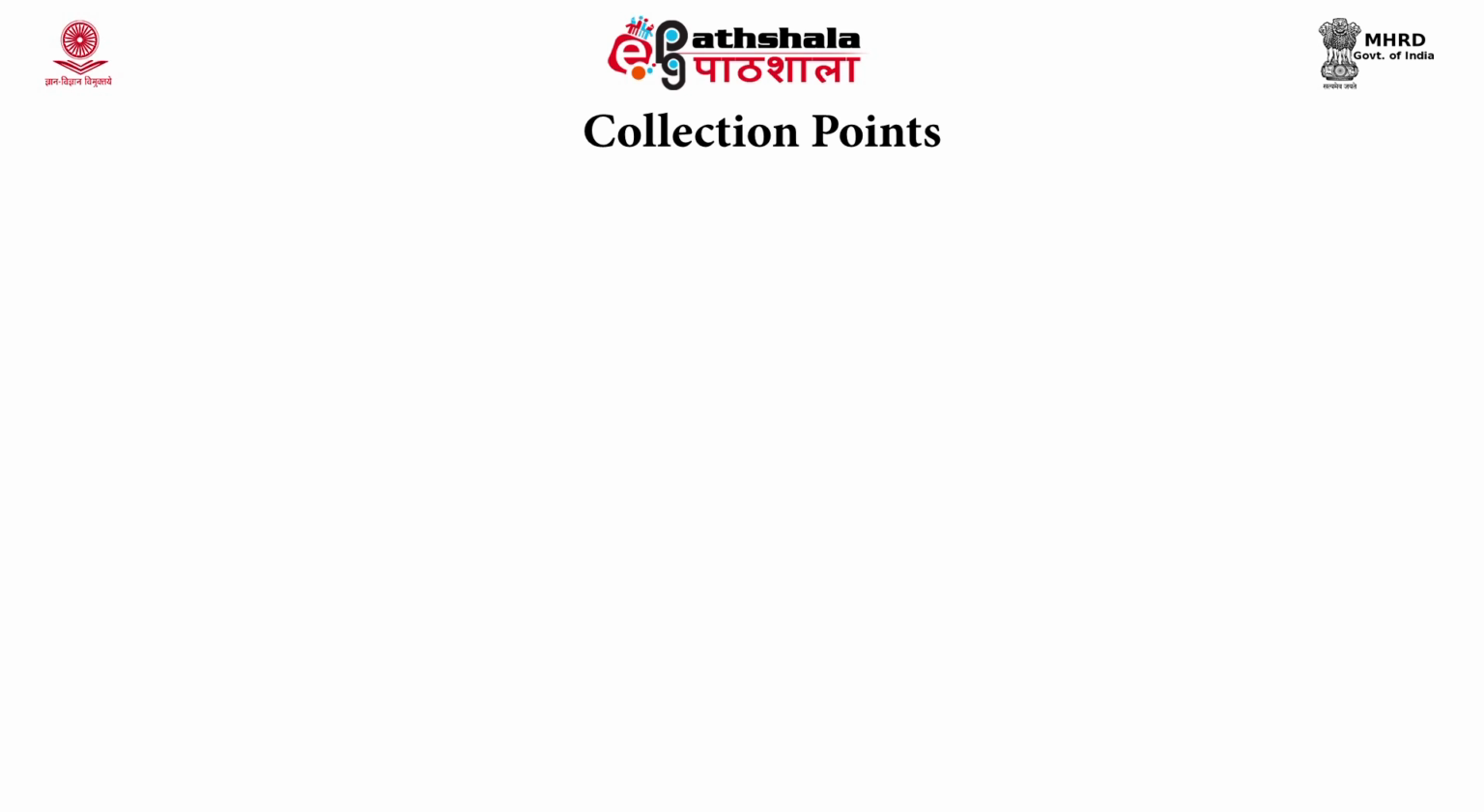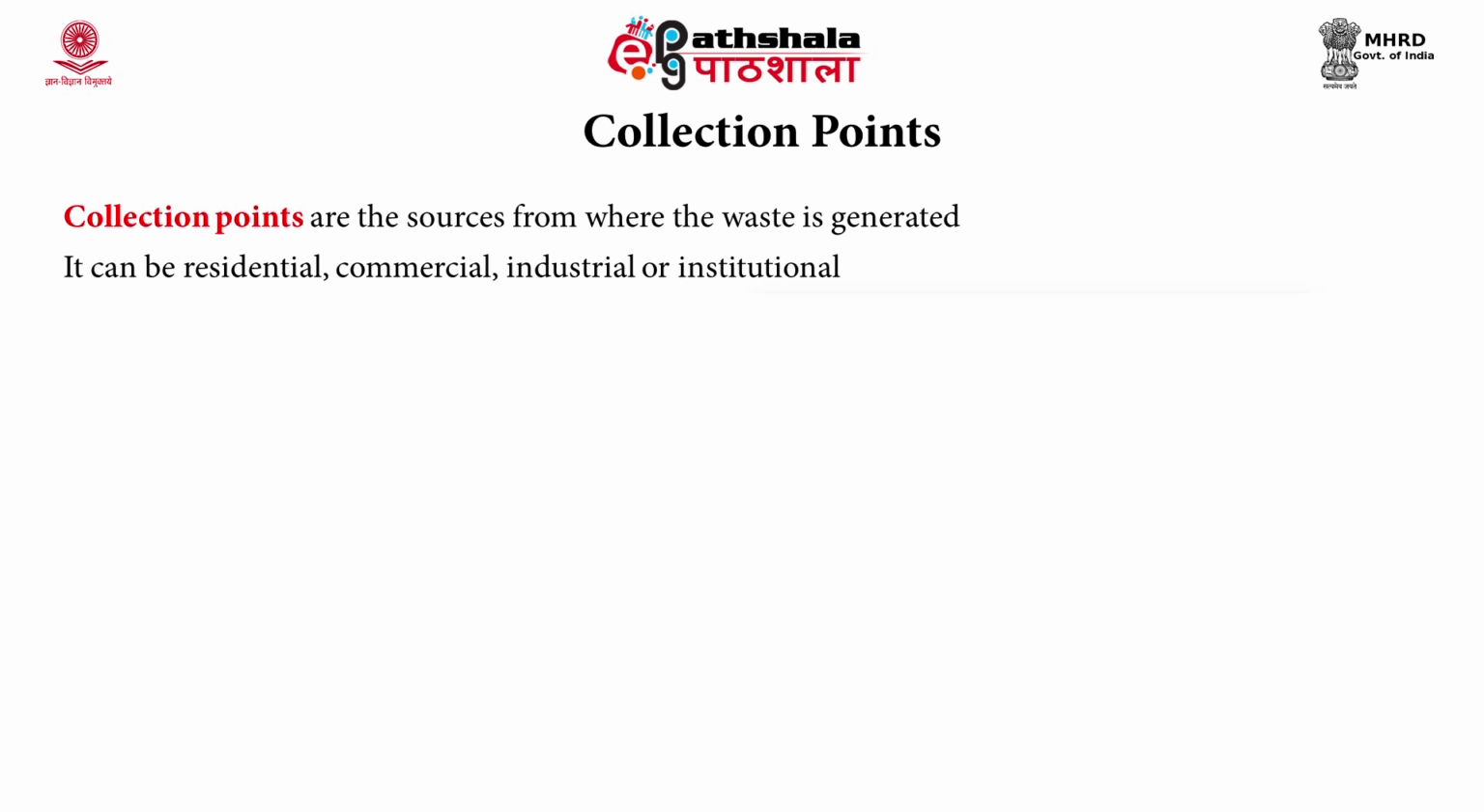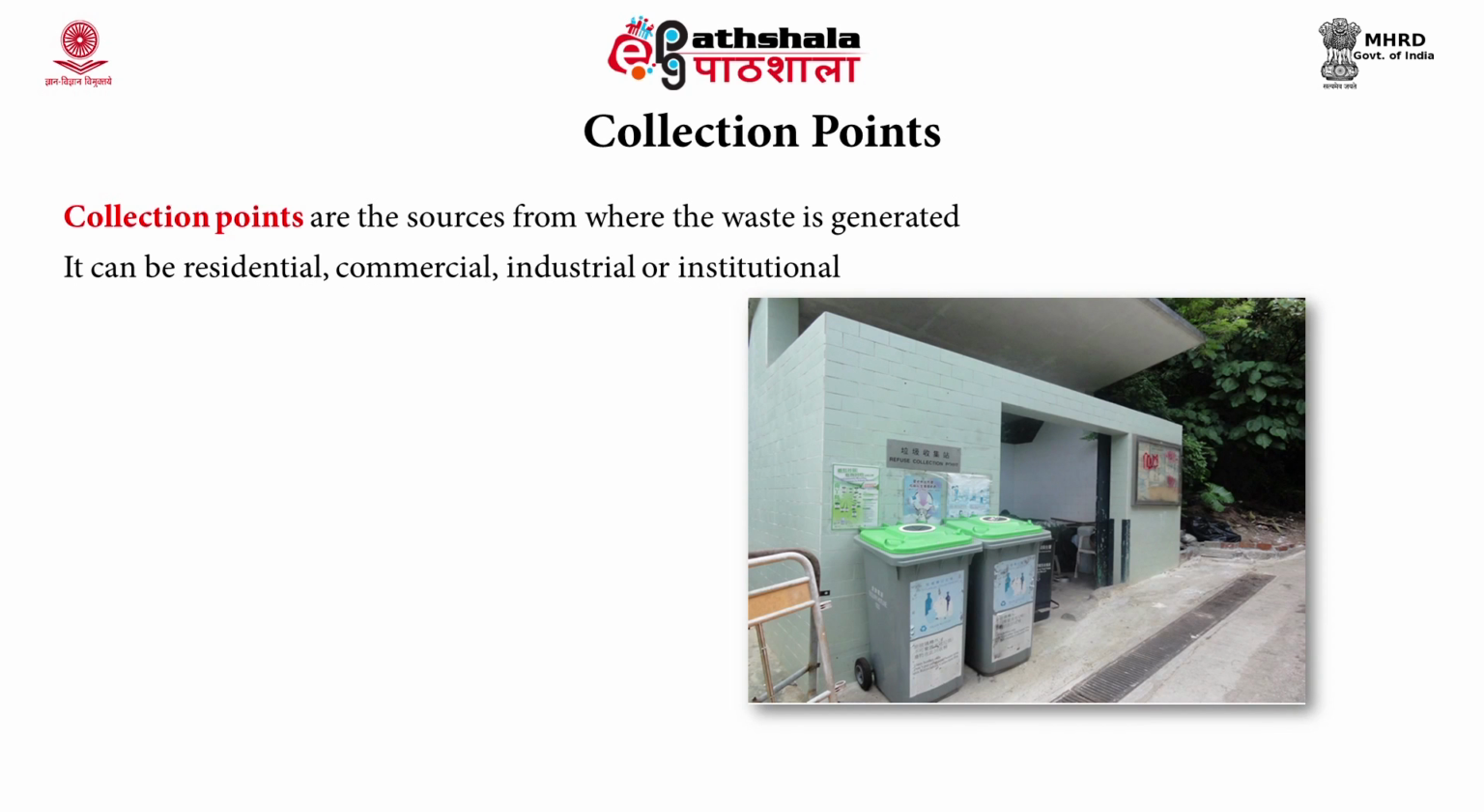Now, collection points. Collection points are the sources from where the waste is generated. It can be a residential area, that is the colonies or apartments and small houses, individual houses. Or it can be an institutional area. Institution means it can be schools, colleges, universities, etc. Or it can be a commercial area. Commercial area means where shopping malls, shops or other small shops are there. Or it can be an industrial source. Industrial source can be a specific industry from where the waste is being generated.